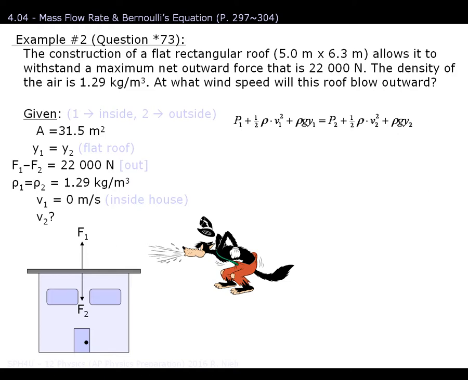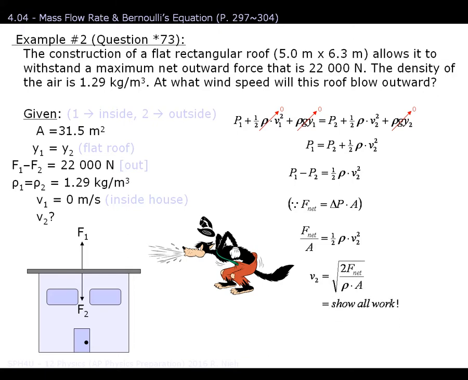So we take Bernoulli's equation, and as I said, to simplify this problem, we'll take it that it's a flat roof, so there's no change in elevation. Also, since V1 is equal to 0, that's another term we can get rid of. We know that P1 minus P2 is our difference in pressure. And since difference in pressure times cross-sectional area is force, then we know that F net is equal to 1/2 density of the fluid times V squared.